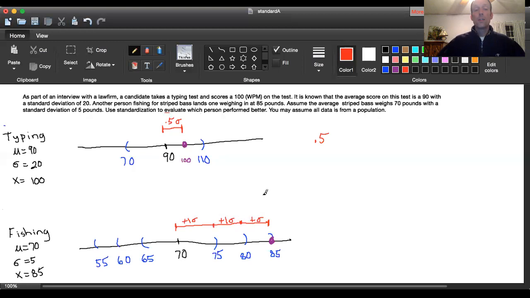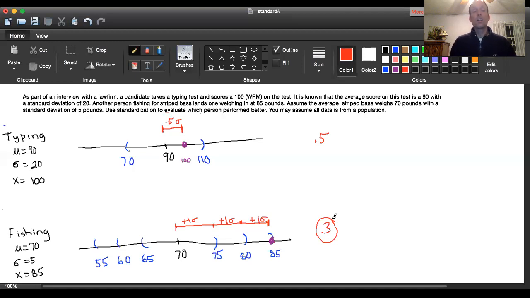That means altogether, the person traveled 3 standard deviations. We're going to go ahead and just make this a little easier to read, 1 standard deviation. Now we're going to write 3 standard deviations. Our job now is to say, okay, well, which person won, the 0.5 or the 3? And the answer is going to be the person who caught the fish weighing 85 pounds, simply because the 85 is more standard deviations above the mean than the typing score.